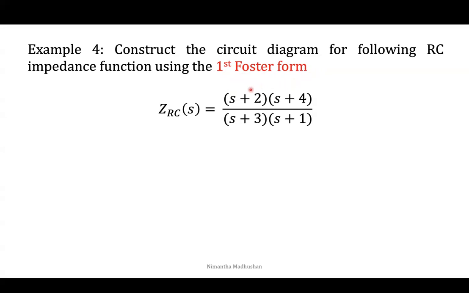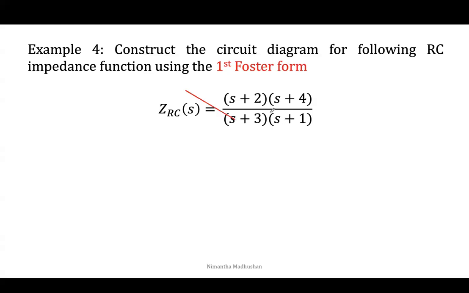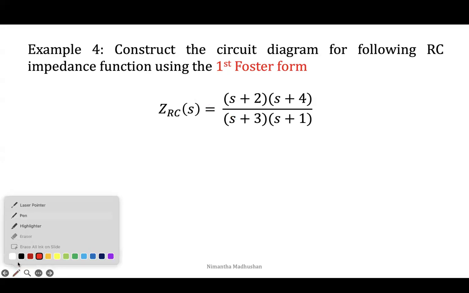Before constructing the circuit, we have to check whether the given function is realizable or not. For that, we have to check some general properties of a passive RLC function. I will check them one by one. The first one is that it must be a rational function in s with real coefficients. You can see it is a function in s with real coefficients. Then the first condition is satisfied.